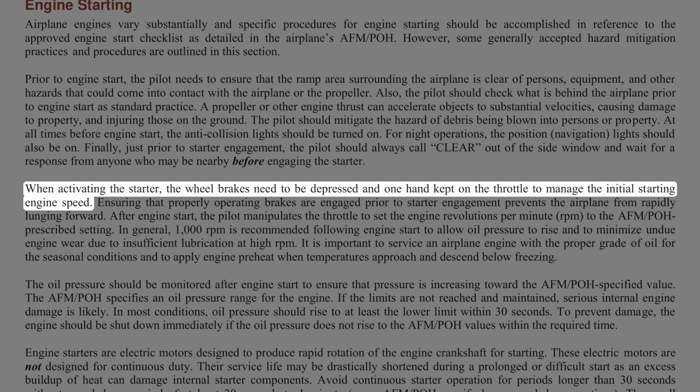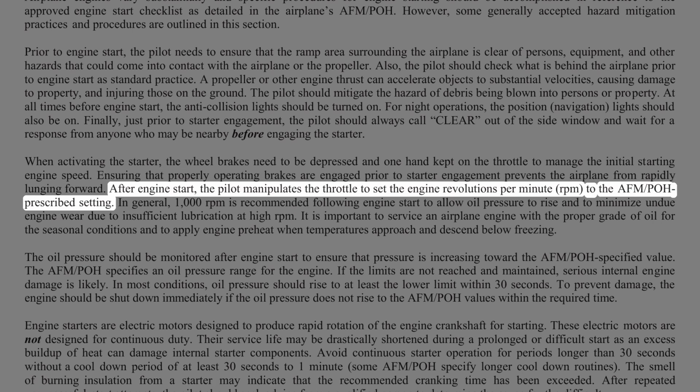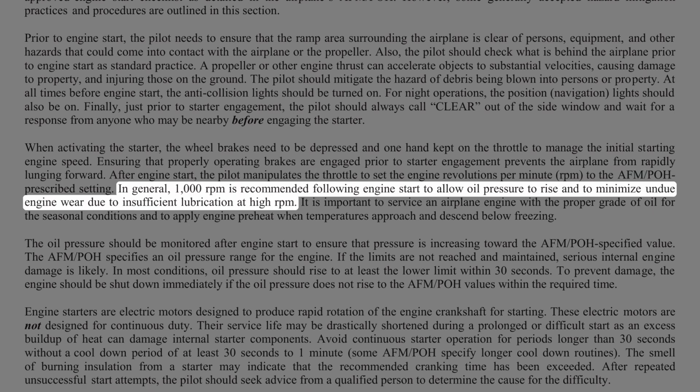When activating the starter, the wheel brakes need to be depressed and one hand kept on the throttle to manage the initial starting engine speed. Ensuring that properly operating brakes are engaged prior to starter engagement prevents the airplane from rapidly lunging forward. After engine start, the pilot manipulates the throttle to set the engine revolutions per minute, RPM, to the AFM, POH prescribed setting. In general, 1,000 RPM is recommended following engine start to allow oil pressure to rise and to minimize undue engine wear due to insufficient lubrication at high RPM.